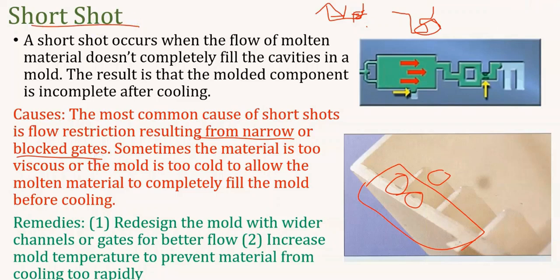And sometimes the material is too viscous or the mold is too cold to allow the molten material to completely fill the mold before cooling, right? So if there is some difference in the viscosity of the material or the cooling rate of the mold, then it leads to short shot defects. What are the remedies? Redesign the mold with wider channels or gates for better flow, and we can also increase the mold temperature to prevent the material from cooling too rapidly.